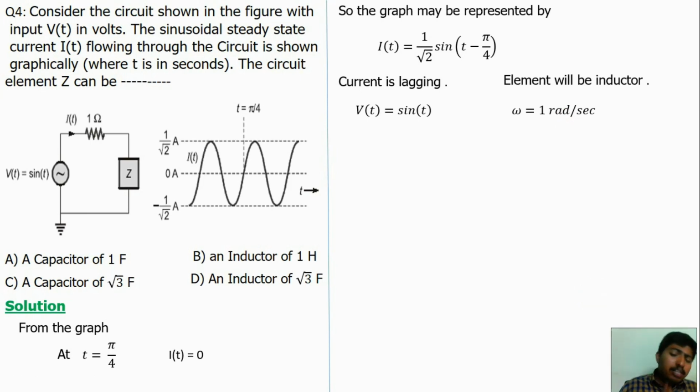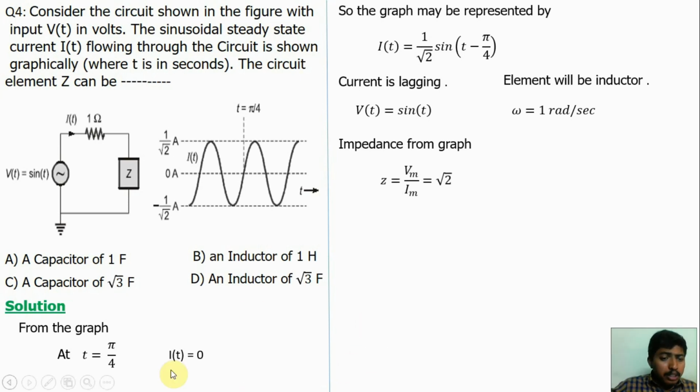Find the impedance from the graph. Impedance means Vm by Im. Here Vm is equal to 1. Okay, Vm is equal to 1. Im value is 1 by root 2. So we will get Z is equal to root 2, the impedance value from the graph. Here Vm value is given as 1, Im value is 1 by root 2. So we will get impedance Z is equal to root 2.